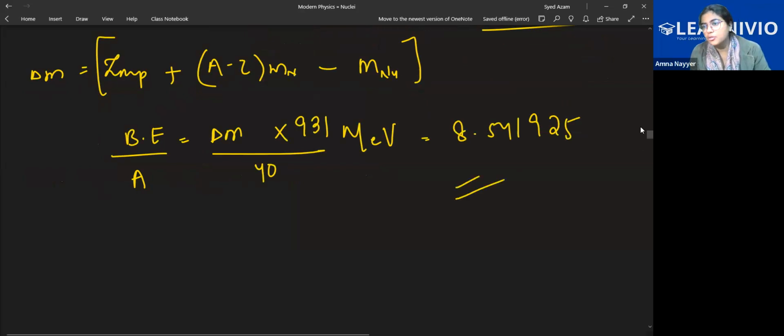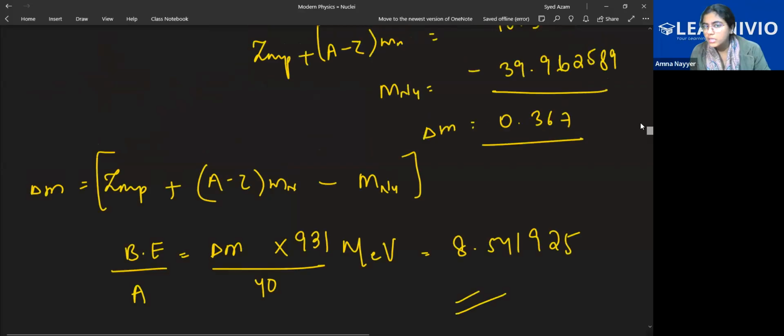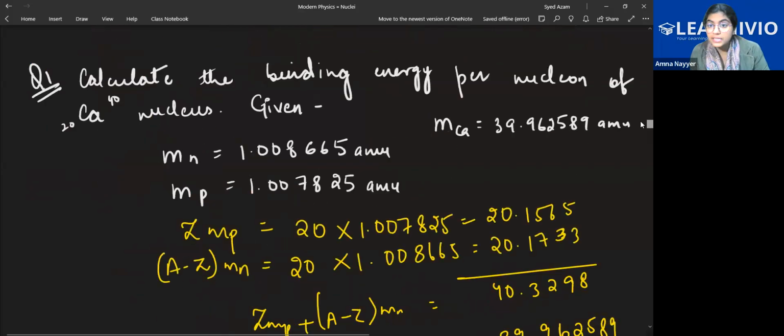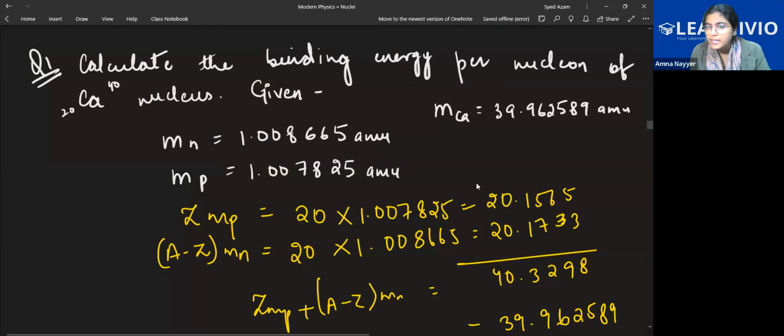So like this, you have to solve the questions of nuclei. Please write this down because this question is nowhere else. Just write it and text me done.